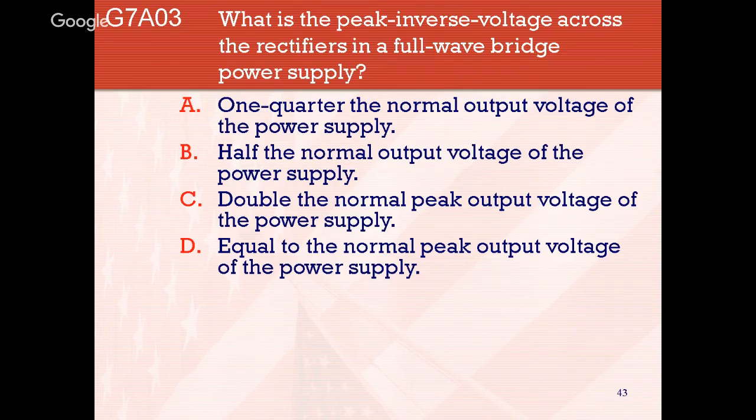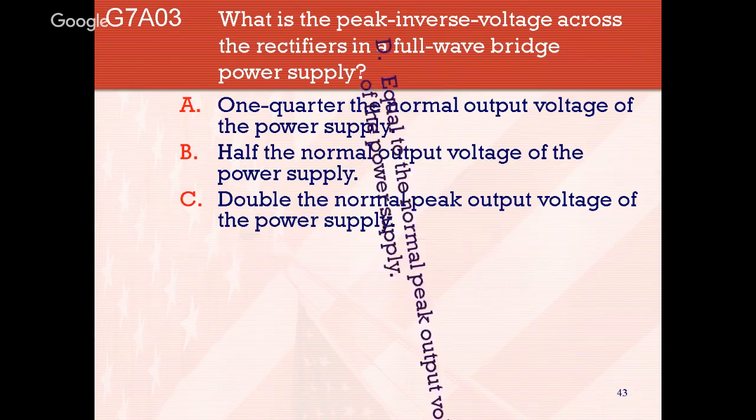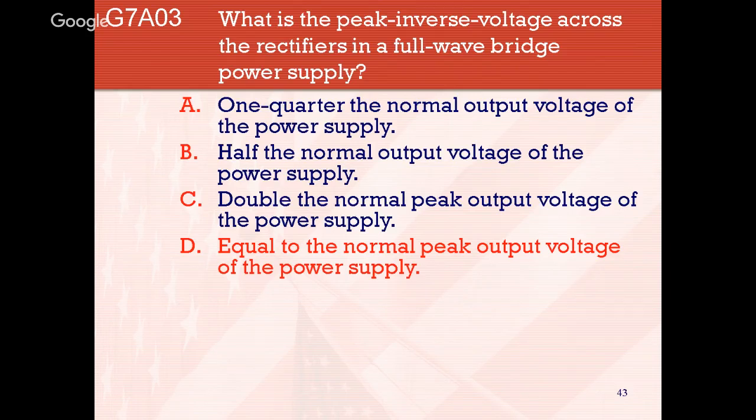What is the peak inverse voltage across the rectifiers in a full wave bridge power supply? Think about this real quick, and we're going to give you the answer here in just a moment. It is equal to the normal peak output voltage of the power supply. That is your peak inverse voltage. So whatever the normal peak output voltage of the power supply is, it's equal to the peak inverse voltage across the rectifiers in a full wave bridge power supply.